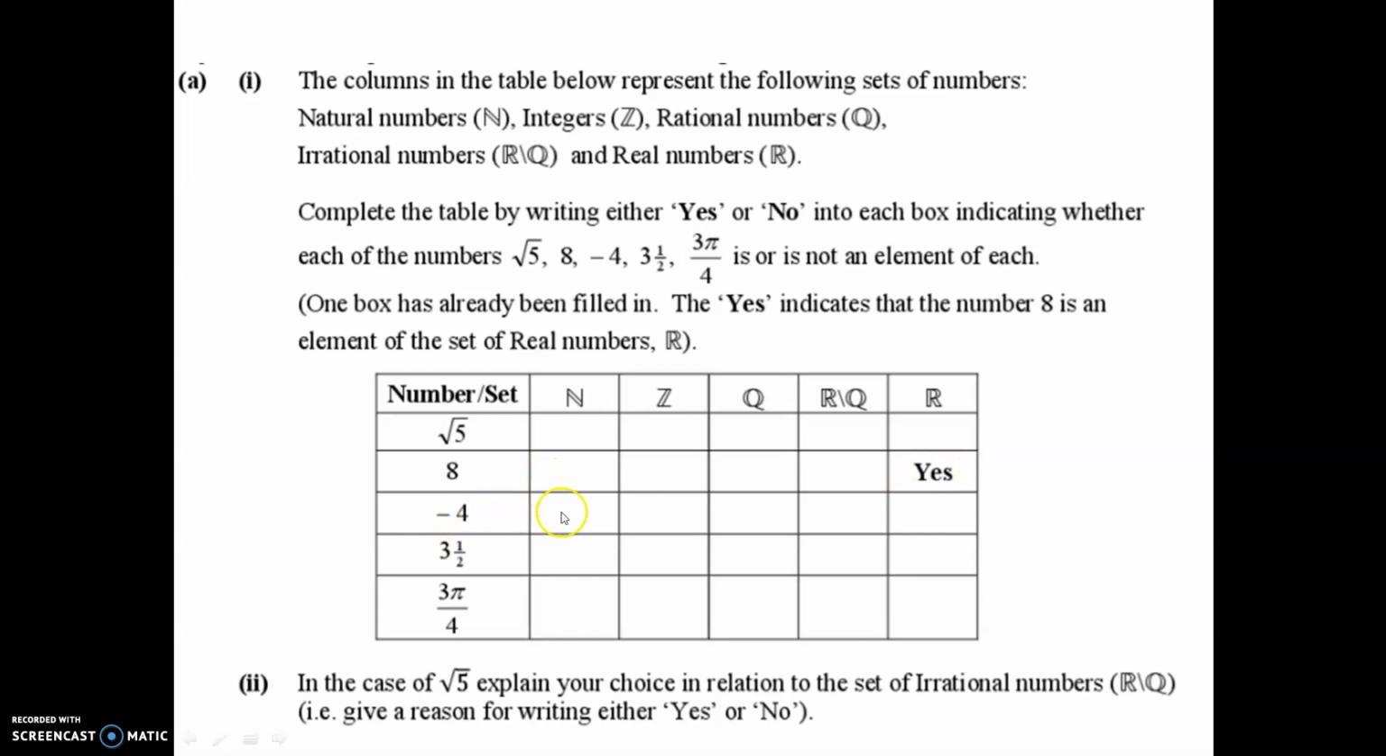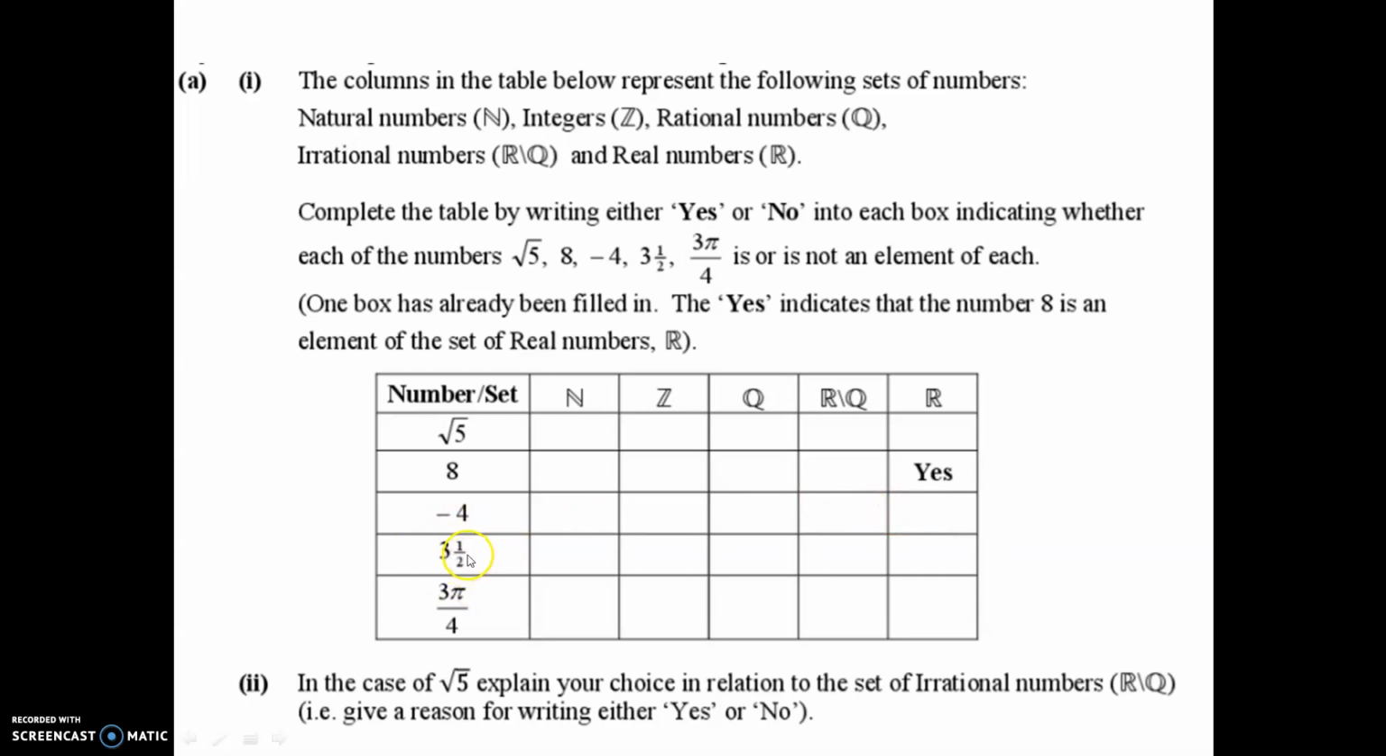Minus 4 is negative, so it will be no to natural numbers. It's a negative whole number, so it will be yes to integers. You can write it as minus 4 over 1, so it will be a yes to rational. If it's a yes to rational, it's a no to irrational. Still a yes to real, so everything we're seeing are real numbers.